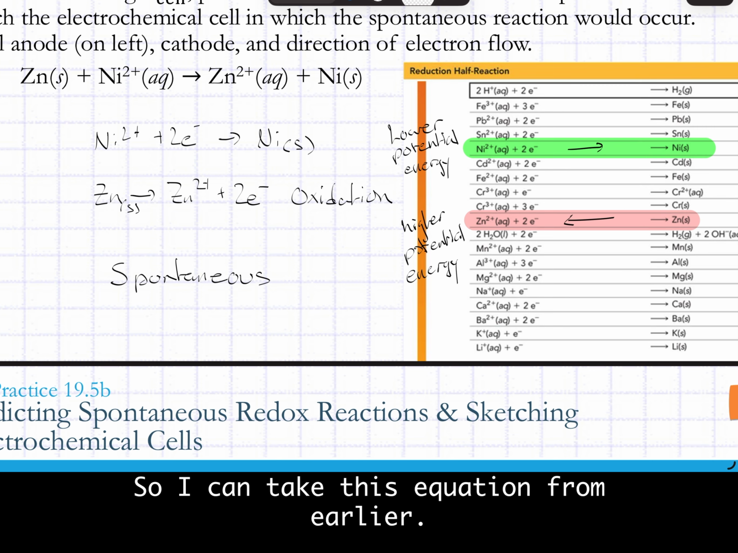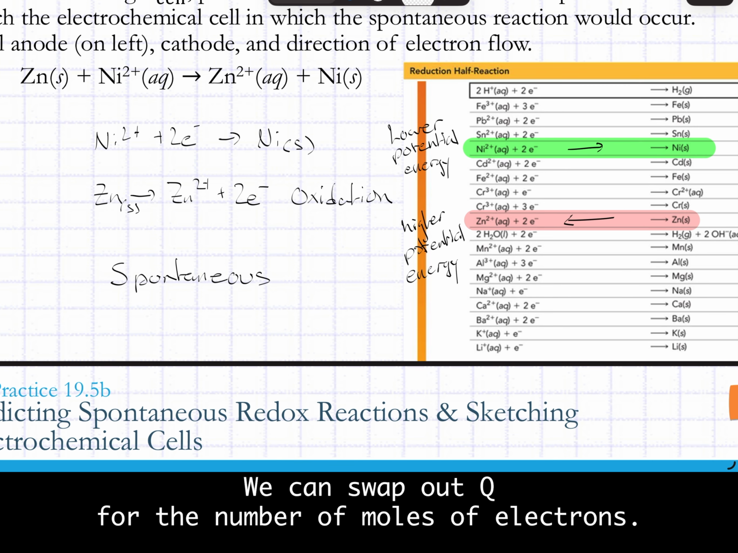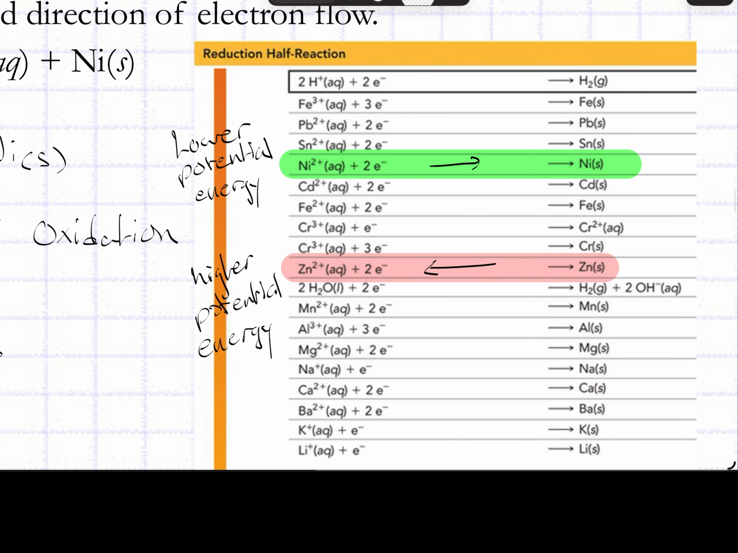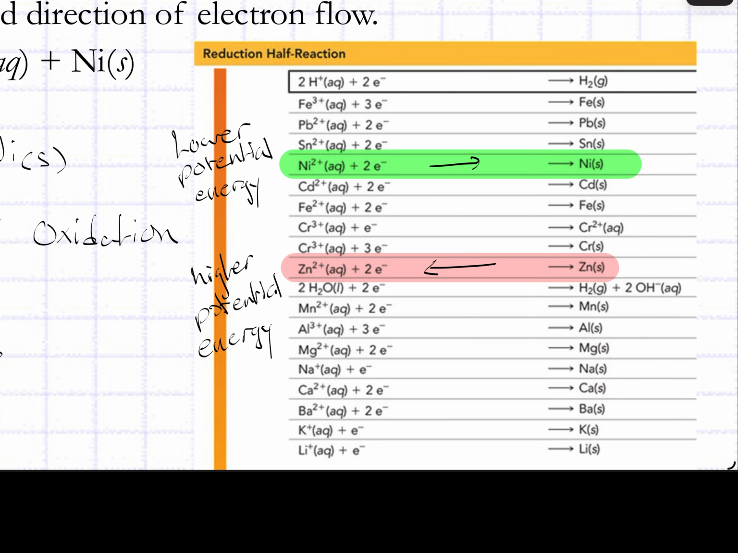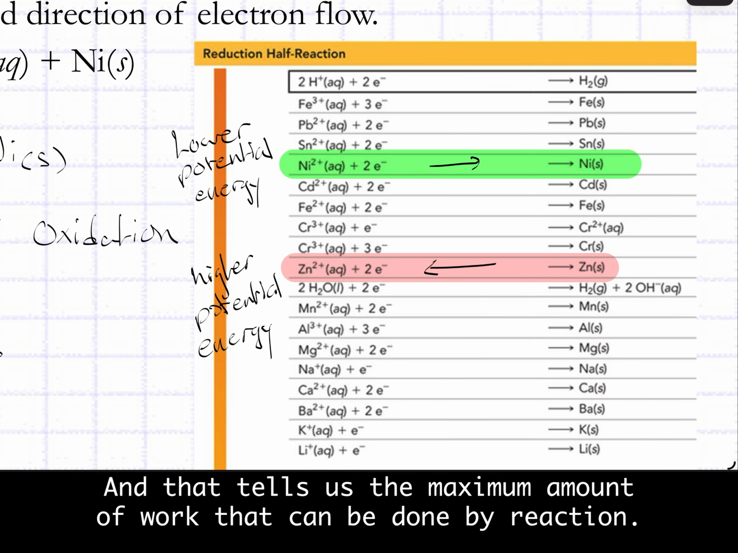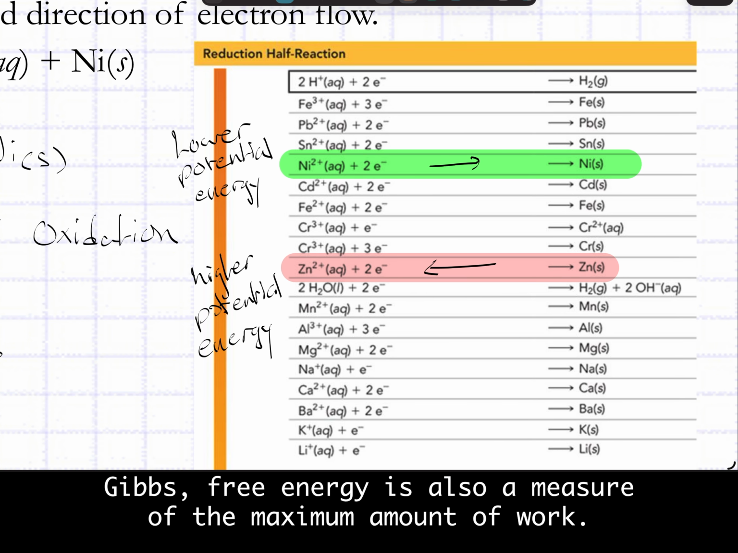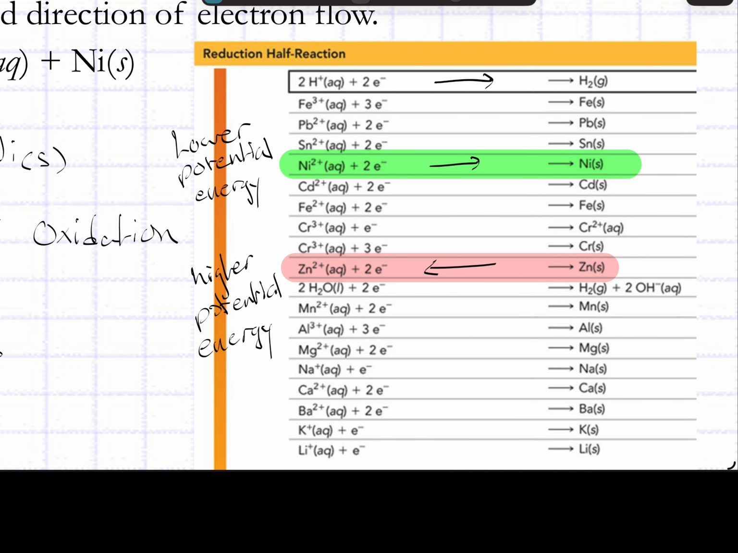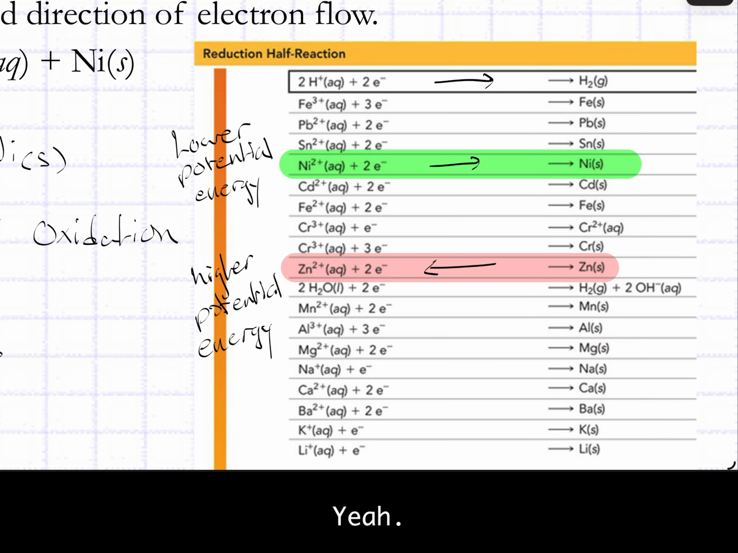So you can take this equation from earlier where we have negative Q times the cell potential. We can swap out Q for the number of moles of electrons times Faraday's constant times the cell potential. And that tells us the maximum amount of work that can be done by a reaction. And as I was just saying, Gibbs free energy is also a measure of the maximum amount of work. Maybe not a measure, but a calculation.